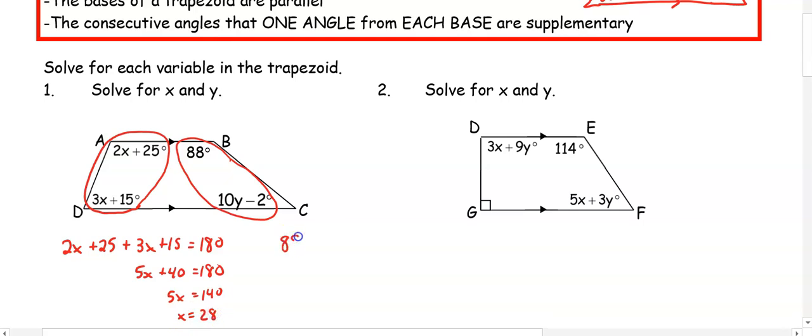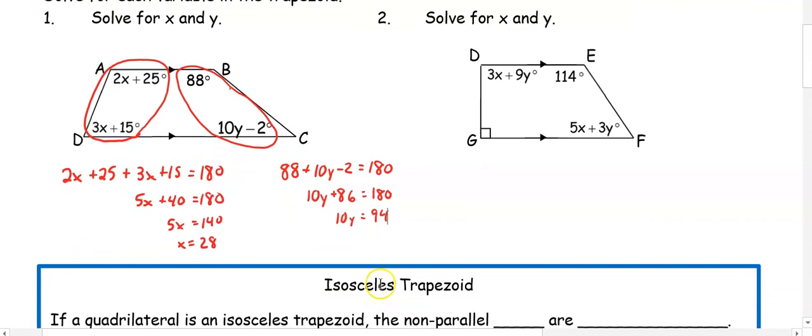We also have that 88 plus 10y minus 2 is equal to 180. So we get 10y plus 86 equals 180. 10y is equal to 94. When we divide here, we're not going to get a whole number, so we're going to rewrite that as a fraction. 94 divided by 10 comes out to 47 fifths.